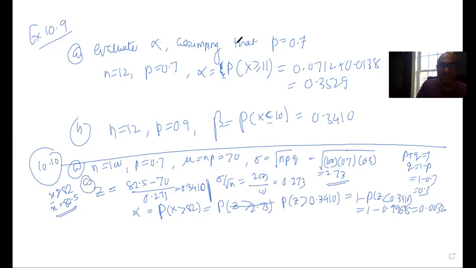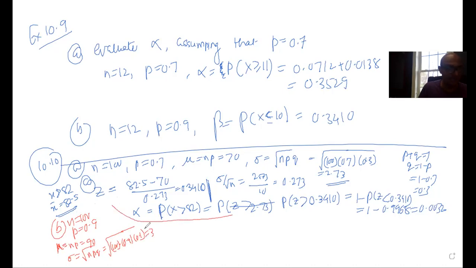This is your A part. Same way I can go for the B part. B part is nothing but now n is equal to 100, but p is equal to now 0.9, and my nu is equal to np. n is equal to 100 times 0.9, so it is naturally 90. So my sigma is equal to the square root of npq, which is the square root of 100 times 0.9 times 0.1, and that is equal to 3.